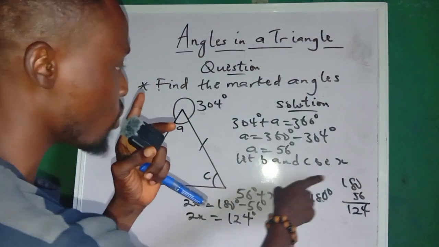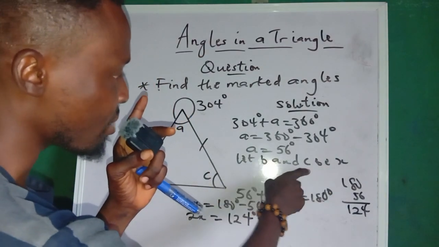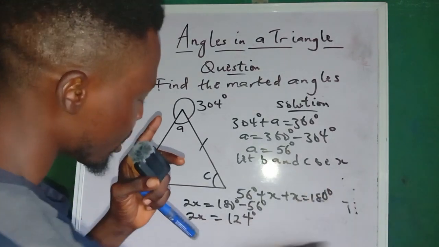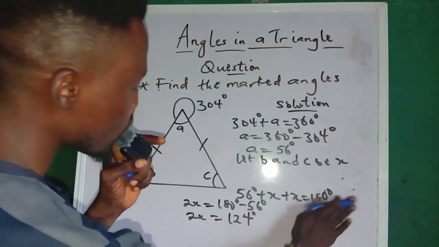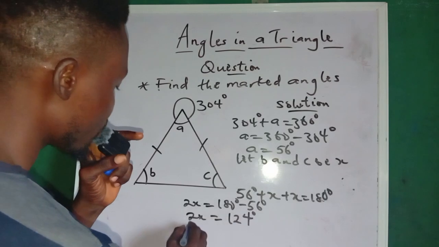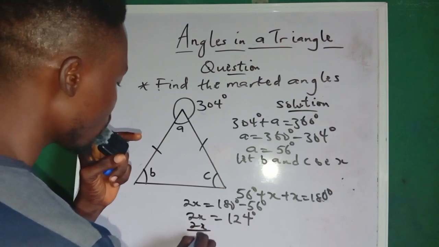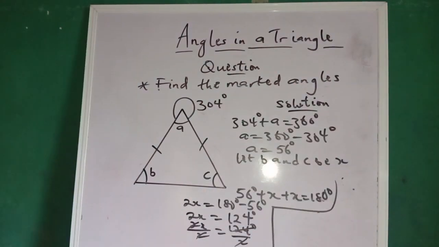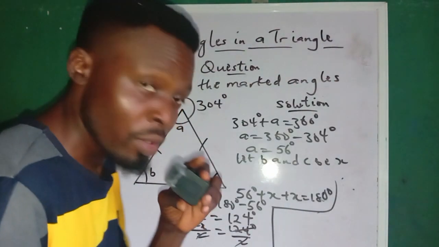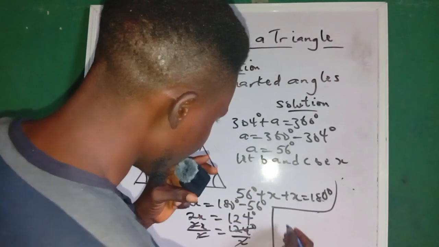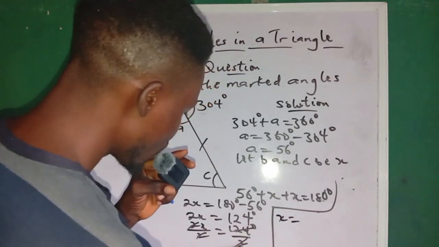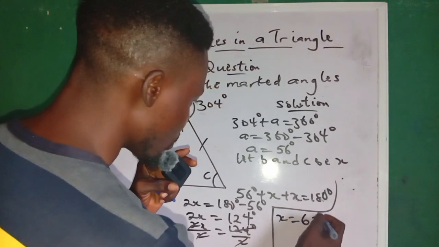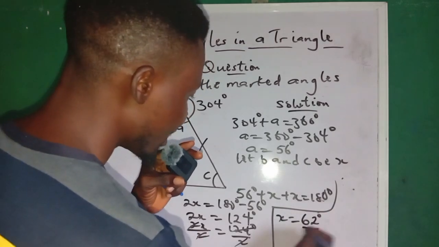Remember, we use X to represent B and C. That means we are looking for the value of X. And the number beside that X is 2. So divide both sides by 2. That will give us 2X over 2 is equal to 124 degrees over 2. So X is equal to, 2 goes in 12, that will give us 6. 2 goes in 4, that will give us 2. So that means our X is 62 degrees.